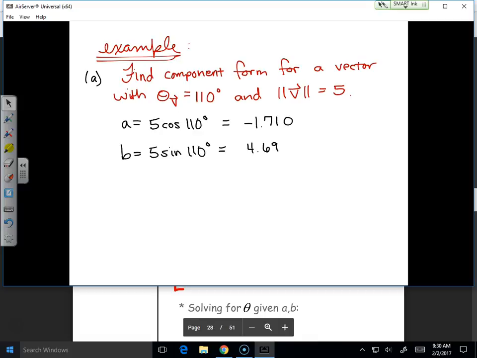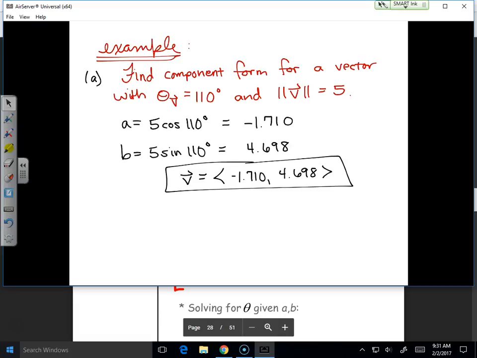4.6. Good. So what does that mean? That means I can rewrite vector v in terms of components. Let's do the side carets for the sake of time. Negative 1.710, and then the vertical component 4.698. Okay. Cool.